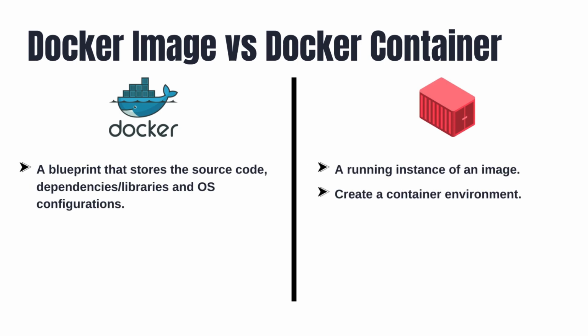So I talk a lot about Docker images and Docker containers. So what is the difference between a Docker image and a Docker container? A Docker image is a blueprint that stores the source code, the dependencies, and the operating system configurations, while a Docker container is a running instance of that image. Whenever you create a new container, you basically create an isolated container environment to run the application in your machine. That means with a single image, you can create multiple containers.